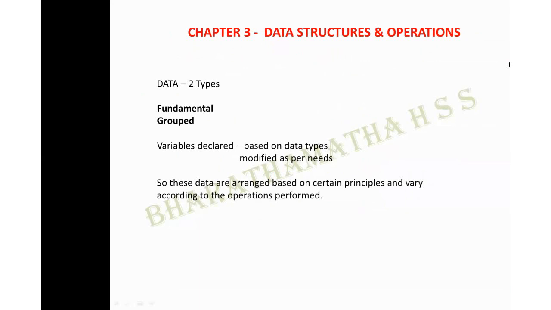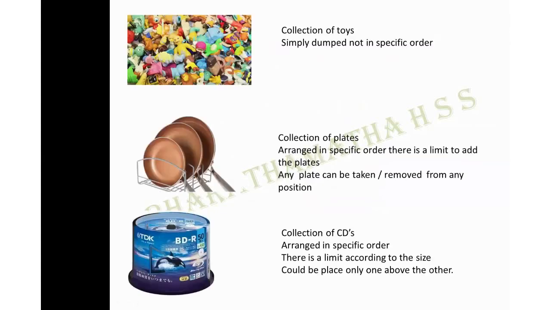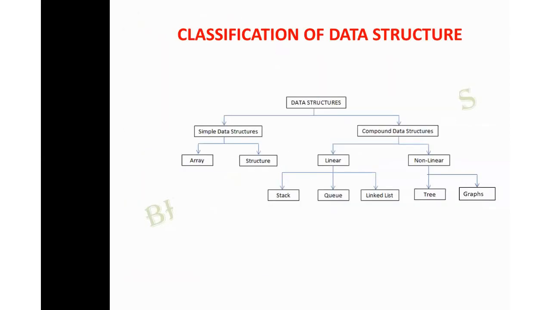We know that data is raw facts and figures, which can be classified into fundamental and group data. What it is, how it is, and all we have seen. These are the ways data could be arranged in the memory, just scattered as a pile-up or neatly arranged one after the other, one above the other. All these arrangements can be classified into different forms.